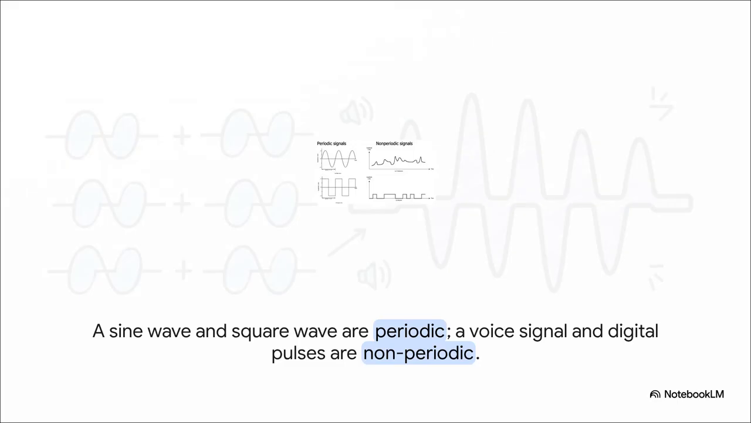And this shows that difference perfectly. The sine wave and the square wave, totally predictable. Once you see one cycle, you know exactly what's coming next forever. But a voice signal, it's always different. Same thing with a stream of digital data. Now, the individual pulses might look the same, but the sequence of them, the actual information, is non-repeating. There's just no simple pattern to lock onto there.